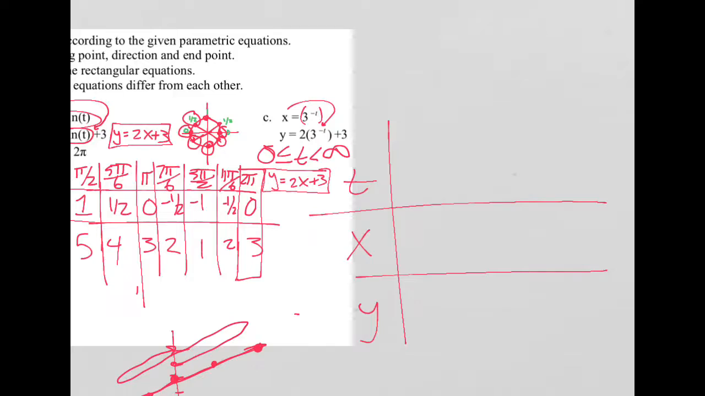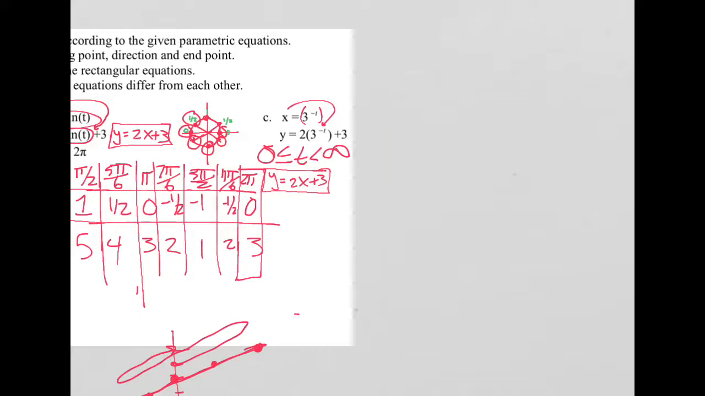And actually, I'm not going to make a table for this because I don't want to. I'm going to analyze the function and use what I know about these functions. So, first off, notice we're going from t equals 0 up to infinity. And think about this graph, x equals 3 to the -t.